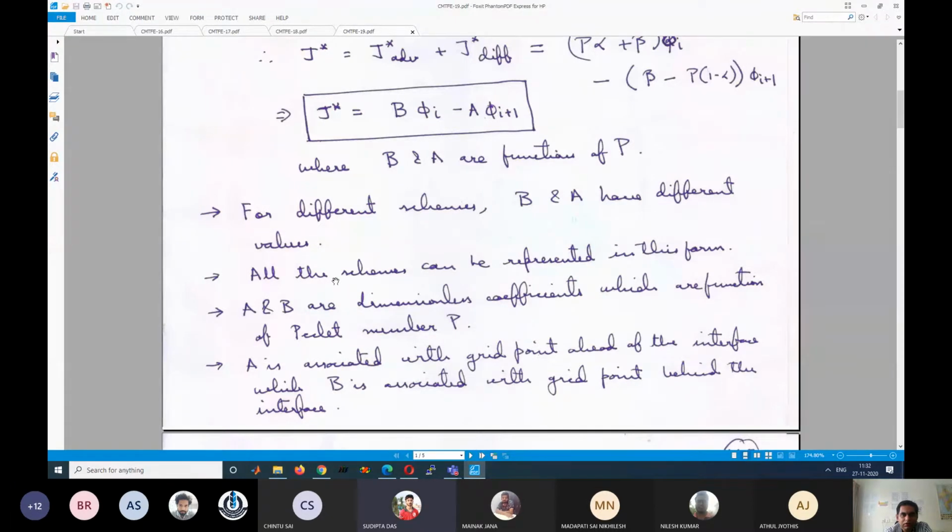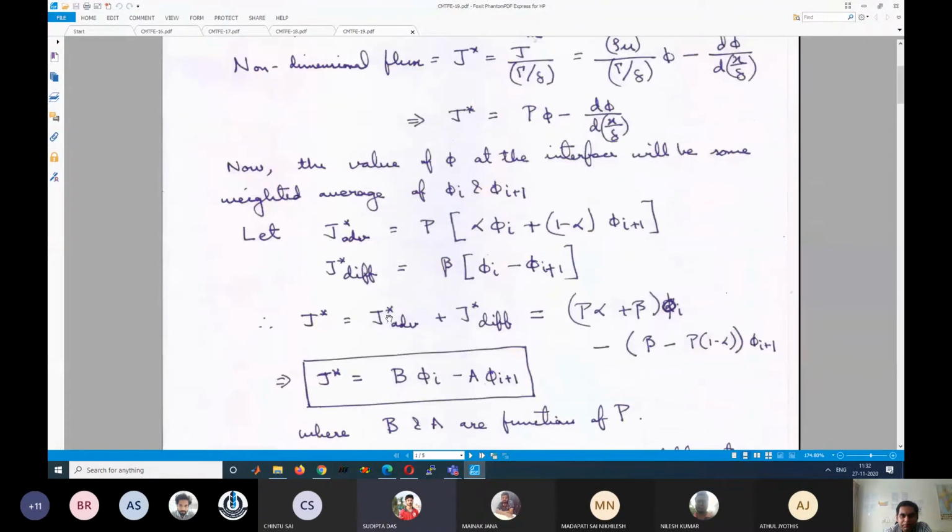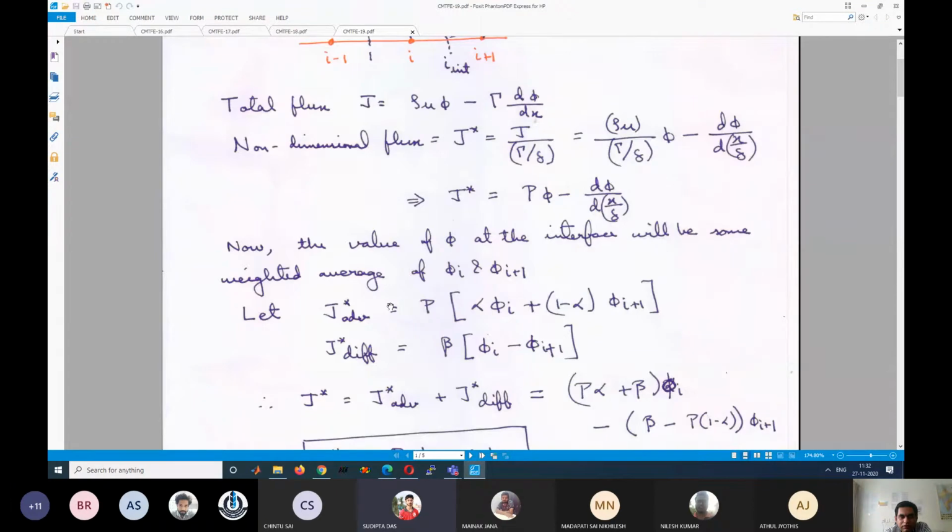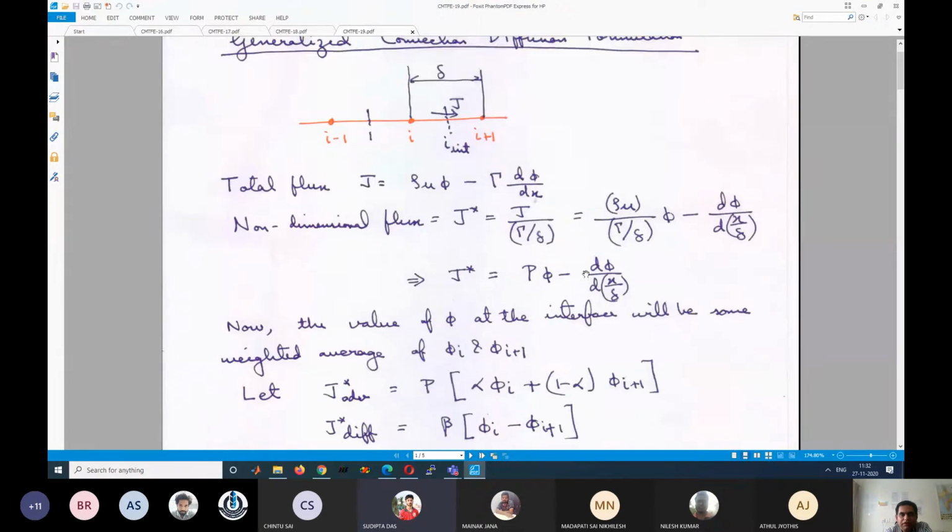Sir, what is beta here? Beta is the weight when we write the diffusive term. So this diffusive term is like this, right? D phi dx by delta. We can write this term in the form phi at I minus phi at I plus 1 into some factor. The x by delta factor will be there. Gamma is not there in the non-dimensional form.